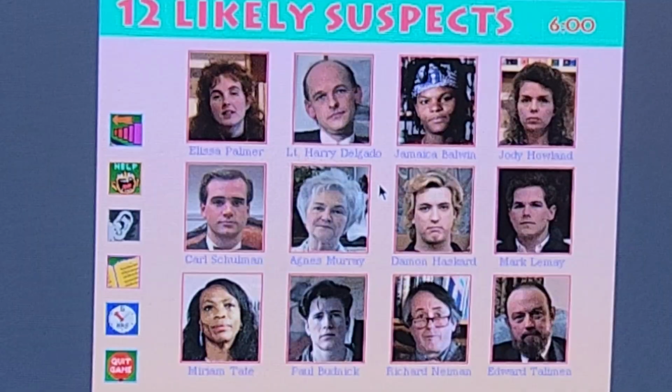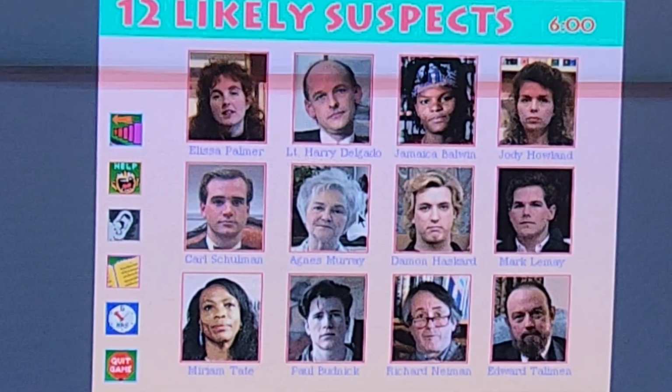Agnes Murray, who is another tenant of the building that Elspeth owned. It should also be noted Alyssa Palmer lives in the same building. So as far as the apartments in this building, the ones that had the closest proximity to Elspeth are Alyssa, Jody, and Agnes.